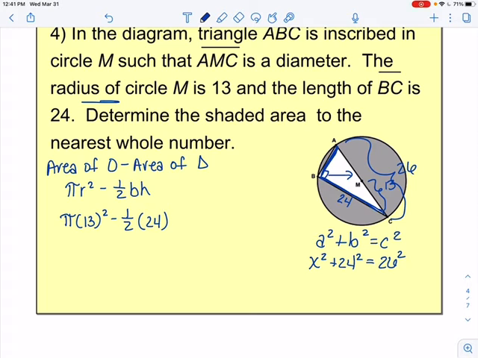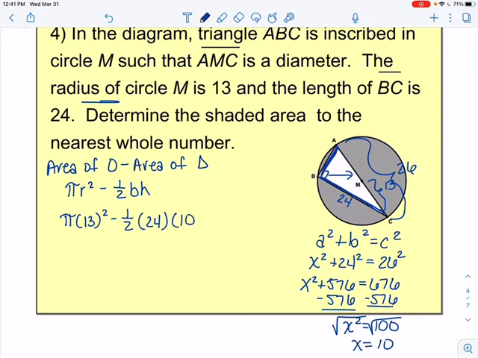Okay, so 24 squared should give you an answer of 576, and 26 squared is 676. Subtract 576 from both sides, and you're going to get x squared equals 100. Take the square root of both sides, and x is going to equal 10. So that means that the height of your triangle is 10, so we can chuck that into that formula now, and now we can plug and chug here.